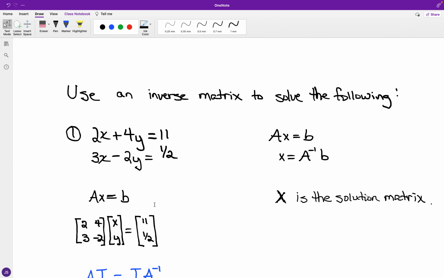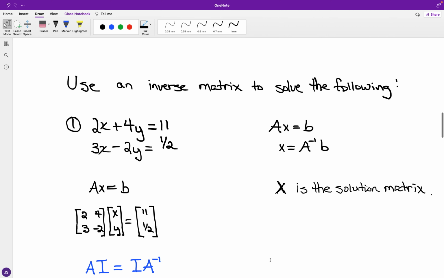Let me mention, recall, again you have 2x and 3x, 4y, negative 2y. Just looking at it, if I were to multiply and break it up, you have x times the first column portion of the coefficient matrix, so x times 2 and 3, and then plus y times the second column portion of the coefficient matrix, 4 and negative 2. So I have 2x, 3x, and again 4y and negative 2y.